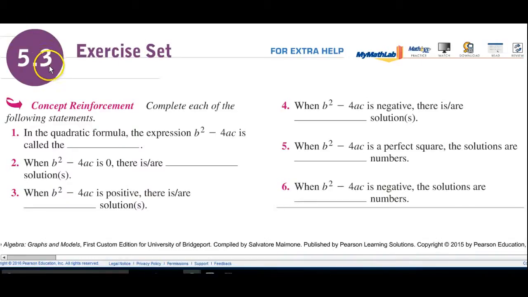In section 3 of module 5, we're going to do this concept reinforcement. Complete each of the following statements and read them carefully. You don't need to write them down, but I do want you to, in your booklets, write 1 through 6, and let's have everyone work on these. So hopefully they're big enough for you to see. We'll pause and then get your answers.